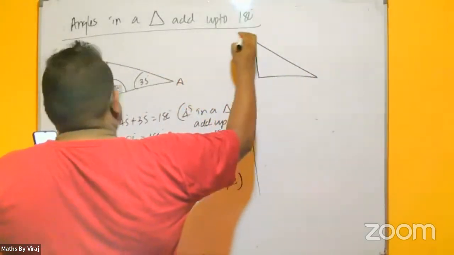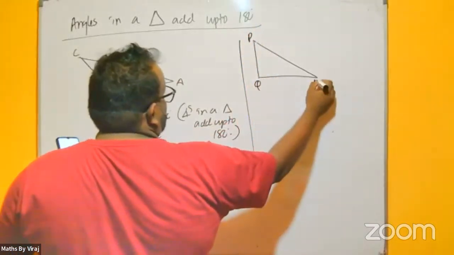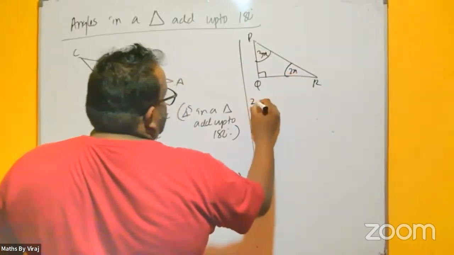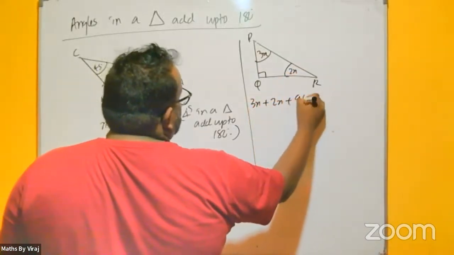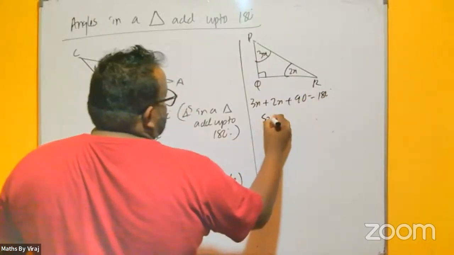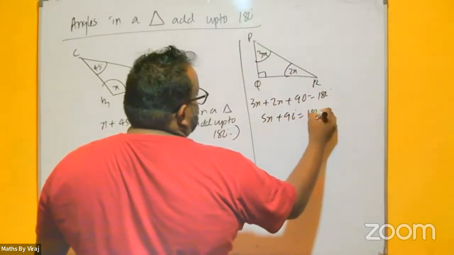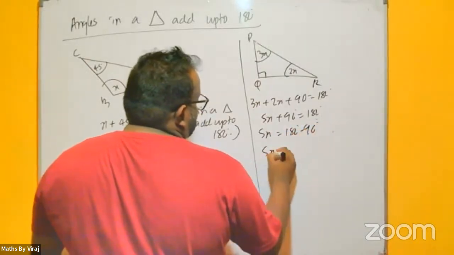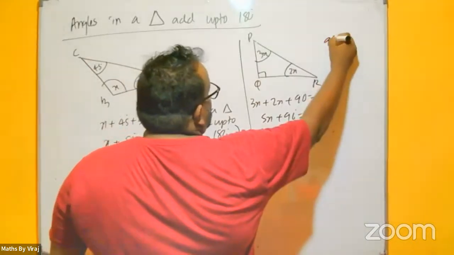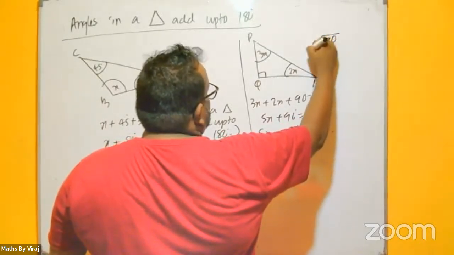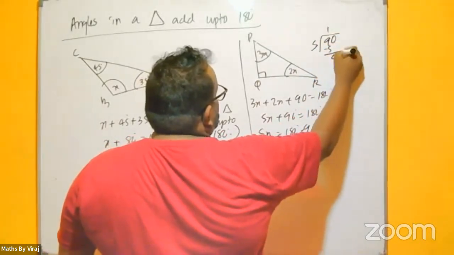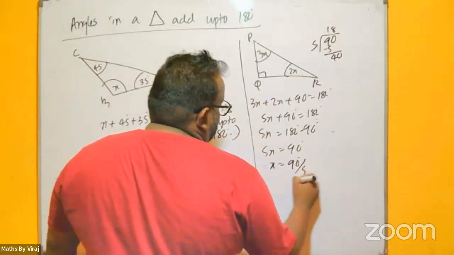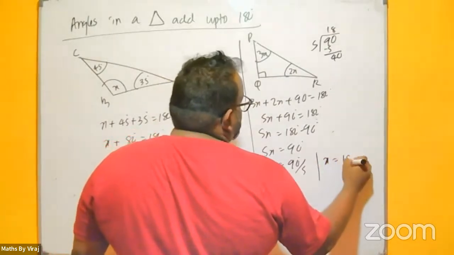Now, this is very important. PQR. 3x plus 2x plus 90 is 180. 5x plus 90 is 180. 5x is 180 minus 90. 5x is 90. 90 divided by 5, x is 18 degrees.